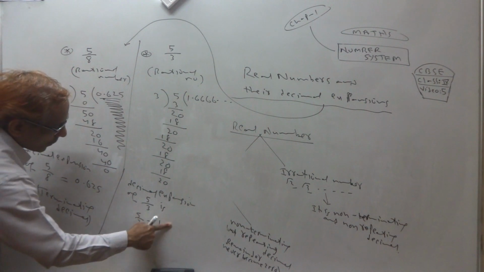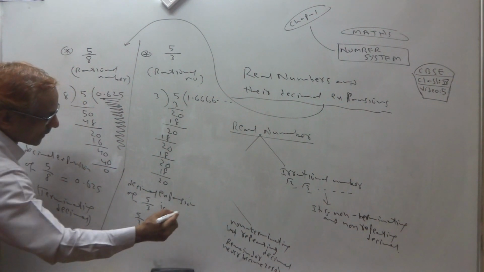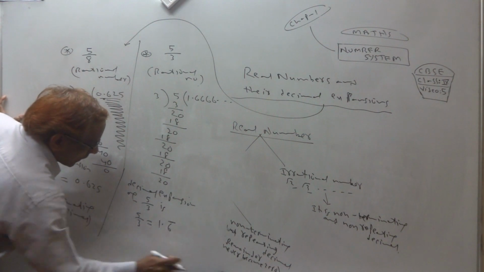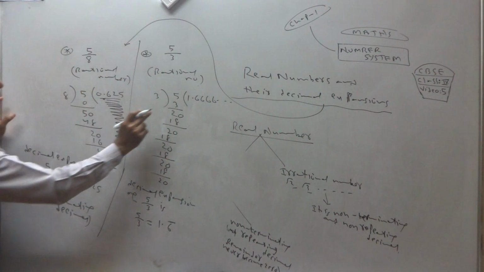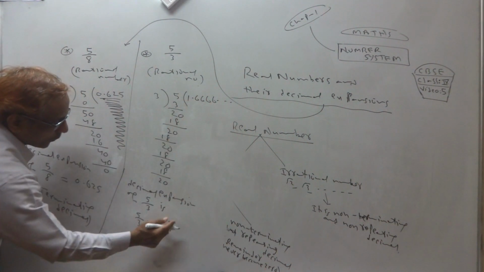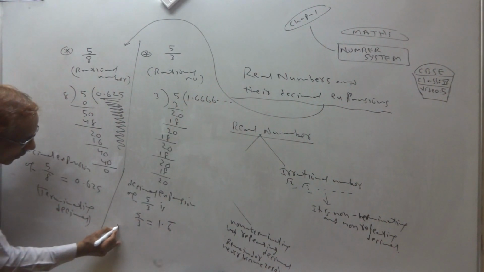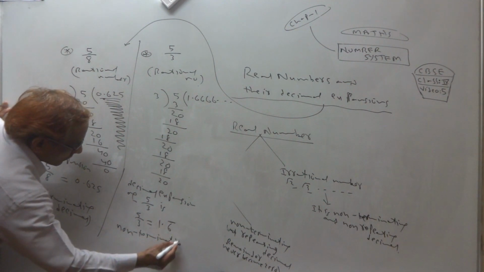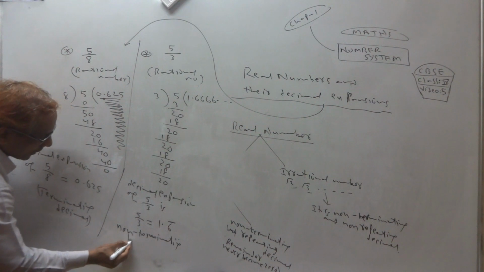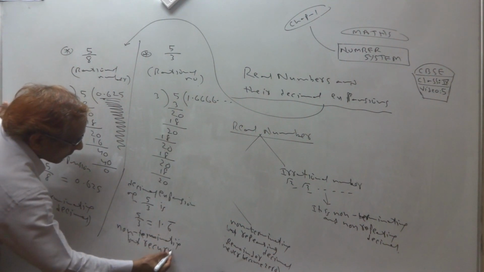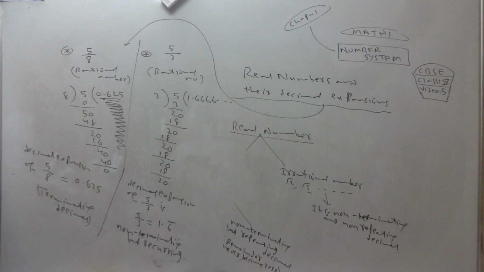So instead of writing 6666 we just put a bar here. Understand? What is the meaning of that? 1.666666 will be continued. We put a bar here. So this is called non-terminating but recurring or repeating decimal.